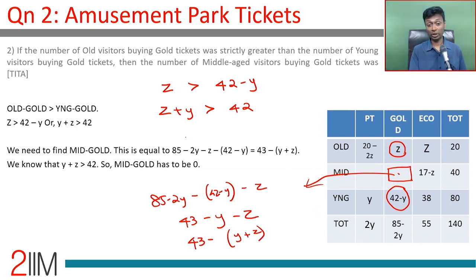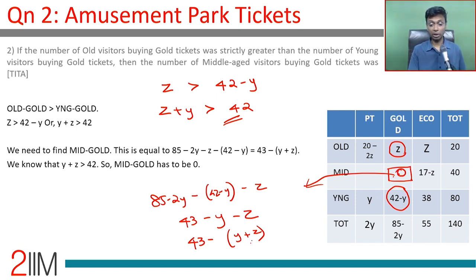Now, we know that y plus z is greater than 42. We know that the number we are looking for is 43 minus (y plus z). This number cannot be negative. y plus z is greater than 42. The minimum it can take is 43. If this were 43, this number would be 0. There is no other possibility because it cannot be negative.